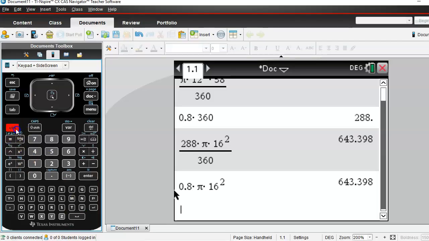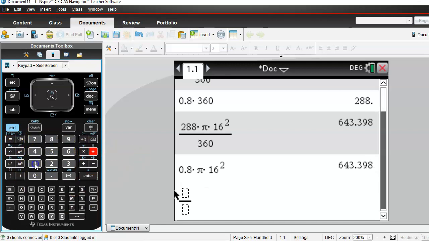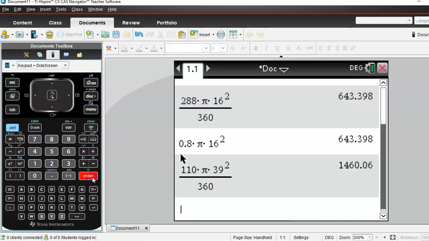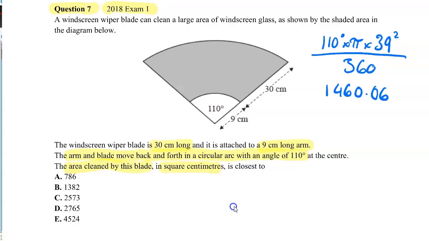Okay, so 110 times by pi times by 39 squared over 360. All right, so 1460.06. Now, the smaller area that we're not cleaning is here. It's this part here.